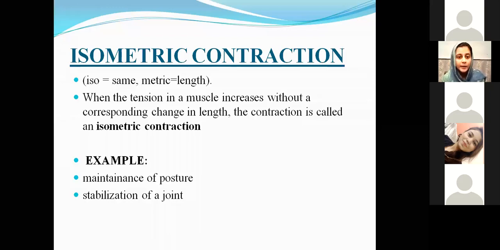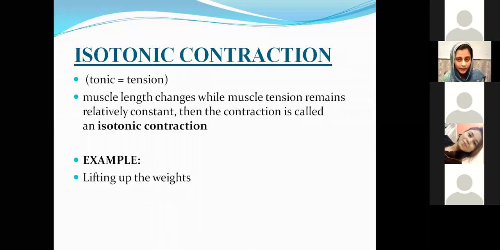The second type is isotonic contractions. Isotonic contractions में क्या होता है कि the length of the muscle will change by giving force. So the muscle length changes while muscle tension remains relatively constant. So the force will be constant over here, and the length of the muscle fiber will change. So this type of contraction is called your isotonic contraction.